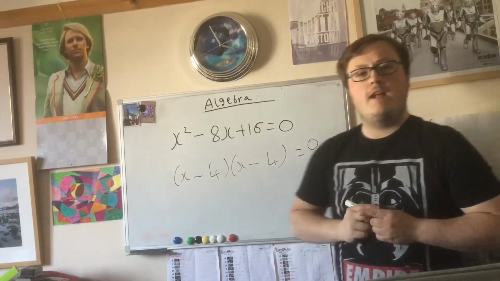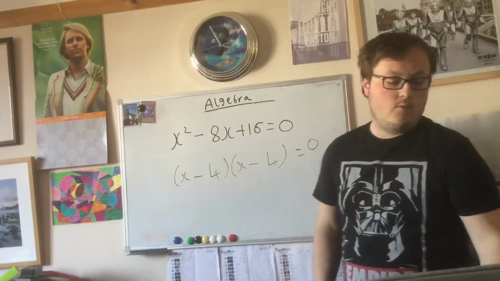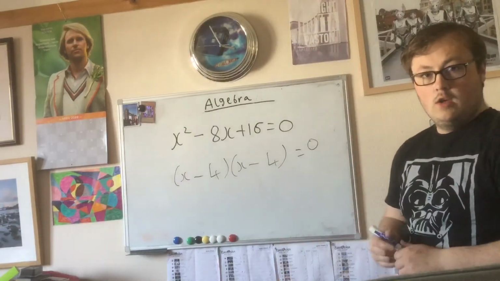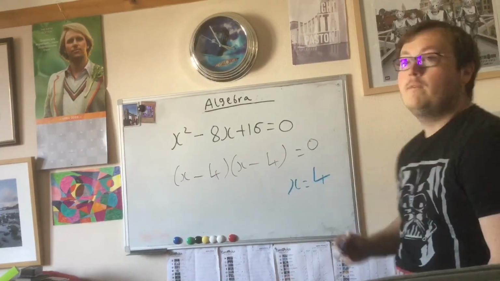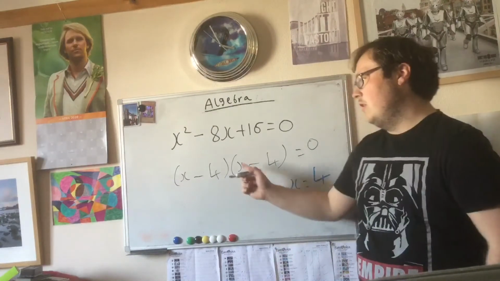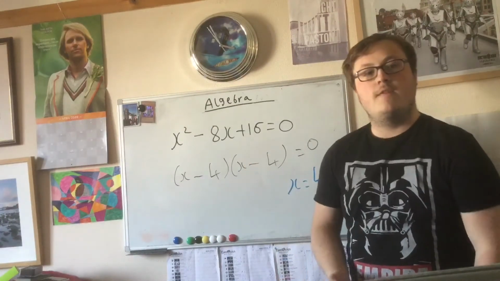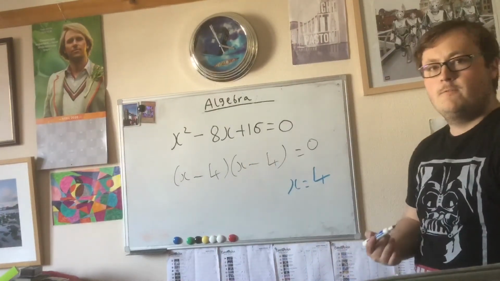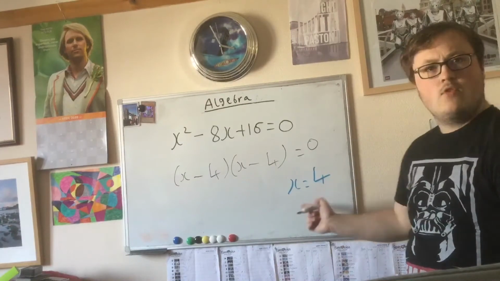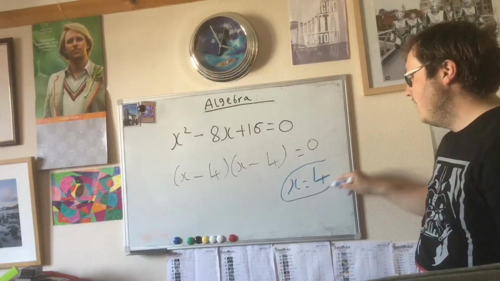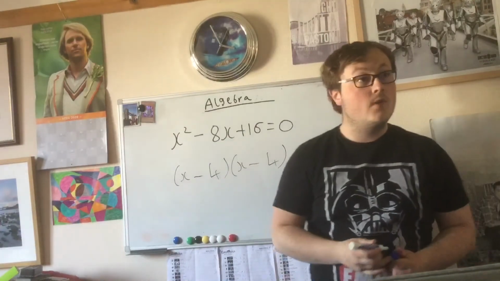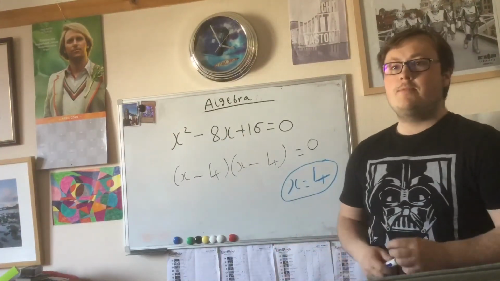So what would be a good value for x in this one? Well, if x minus 4 gets us 0, then a good value for x would be 4. And then for the second one, x minus 4 equals 0, a good value for x would also be 4. But I've already got a 4 here, and that's all we have to do. We just leave it like that. We don't write 4 twice. If we've already got one value of 4, just keep it as that.